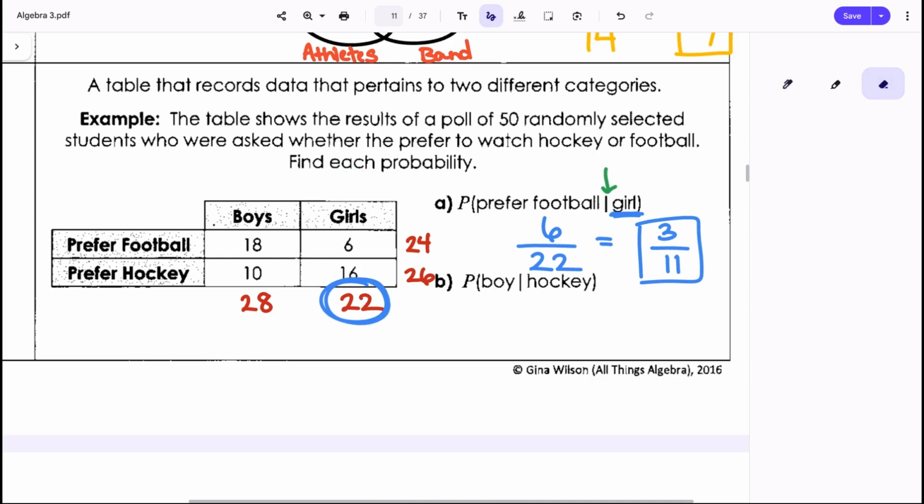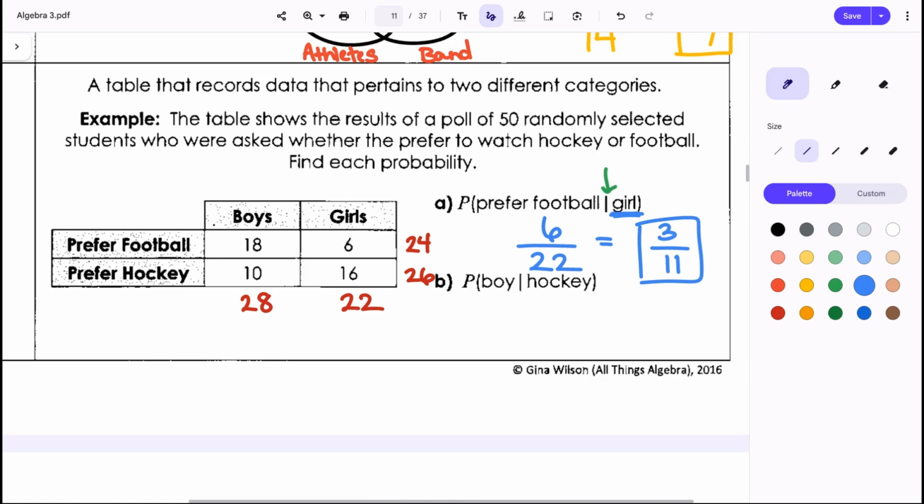Okay, let me erase some of my markings here and let's start over for letter B. Letter B wants us to find the probability of it being a boy given that they said they prefer hockey. So hockey comes second. So that's going to be the number that goes on the bottom of our fraction. So we look at our chart. We look at the total people who said they prefer hockey. So that's going to be this row. How many total did we have there?